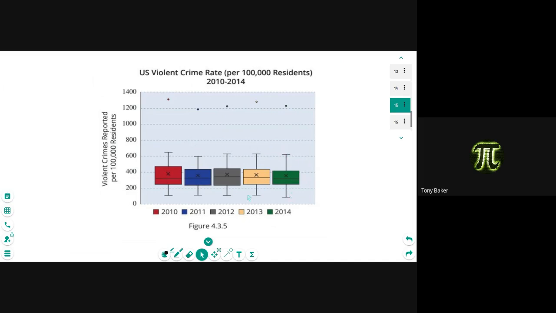So you can start to see the trends when you're looking at multiple box and whisker plots like this.